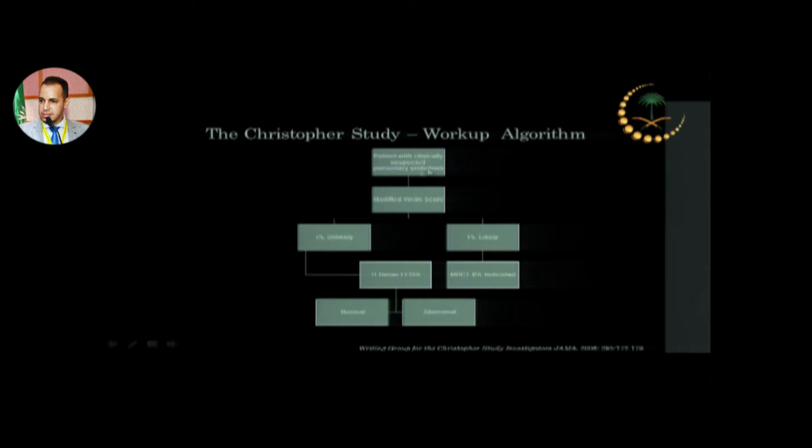So based on the Christopher study, a workup algorithm is proposed, which suggests if the patient is suspected to have pulmonary embolism, they should go through a clinical scoring, for example, a modified Wells score. If pulmonary embolism is unlikely, then a D-dimer should be performed. If it's normal, you don't need any further imaging studies. If the D-dimer is abnormal, you may consider MDCT or VQ scan. If a patient, based on the modified Wells scoring, has high suspicion of pulmonary embolism, then you don't need to do a D-dimer. Just go ahead immediately and do an MDCT.